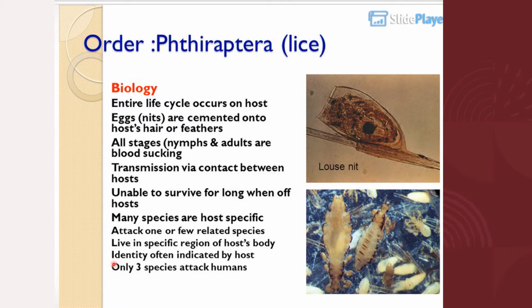There are only 3 species that attack humans, so lice are considered parasitic insects that can be found on people's heads and bodies, including the pubic area. The human lice survive by feeding on human blood. There are three types of lice that live in humans: Pediculus humanus capitis, or the head louse, Pediculus humanus corporis, or the body louse, and Pthirus pubis, or the pubic louse.